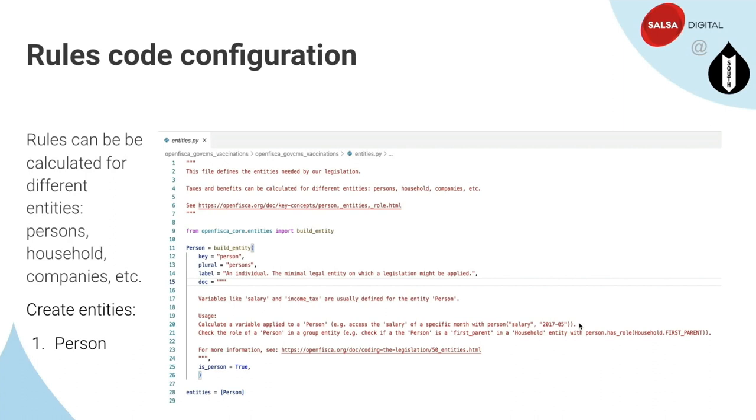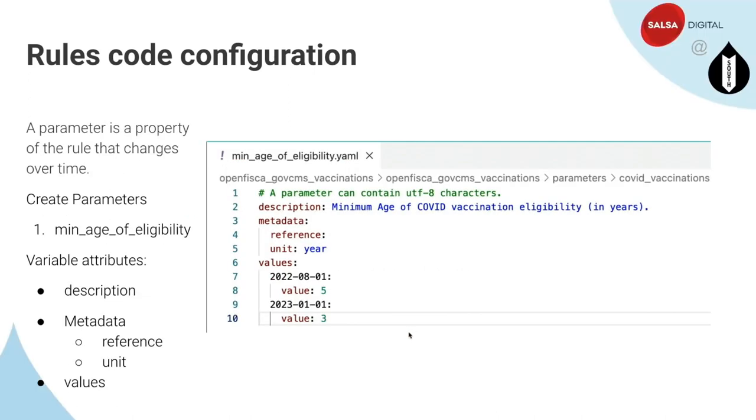So the concept of entities, as the slide says, is that we can have persons, households, companies, etc. What I'm showing you is what we did for GovCMS, but we did something similar for BenefitMe as well. The first step was to create the entity called persons. Then the next step was to start creating the parameters that we'd be needing. As the name suggests, I'm assuming we are devs here, so we do know what a parameter is. A parameter is a property of the rule that changes over time. One of the easiest things we could look at as a parameter was the minimum eligibility age. So the minimum age of eligibility was created as a parameter.